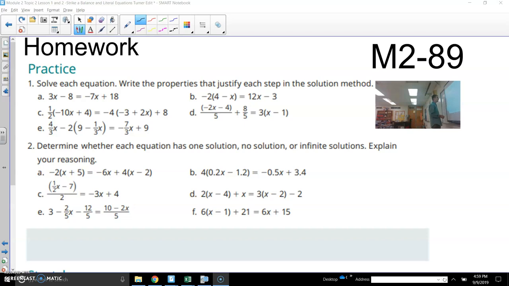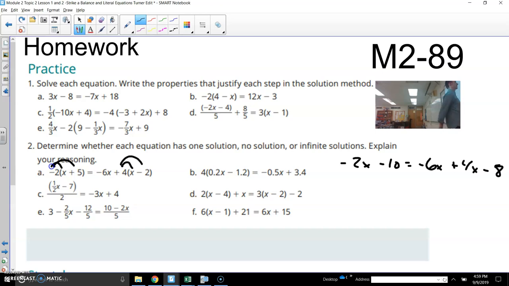If I think about distributing here, -2x and negative times a positive, that would be -10. And then on the right side, -6x is the first thing I have, but now I want to distribute 4 times x, 4x, and 4 times -2, -8. I now notice that I have similar like terms that can go together on the right side of the equation. So I'm going to say -6 plus 4 is -2x, and then subtract 8.